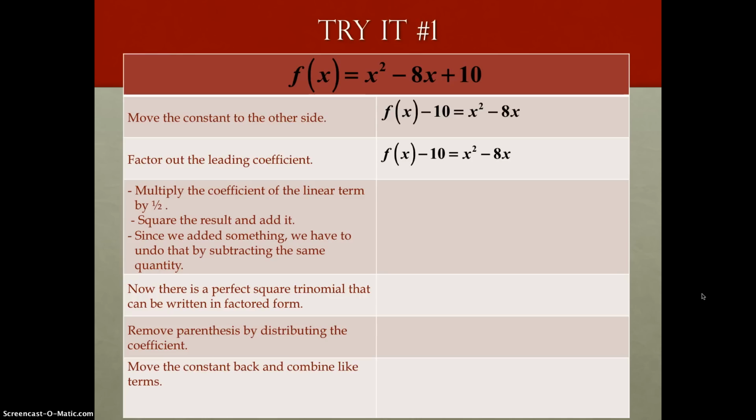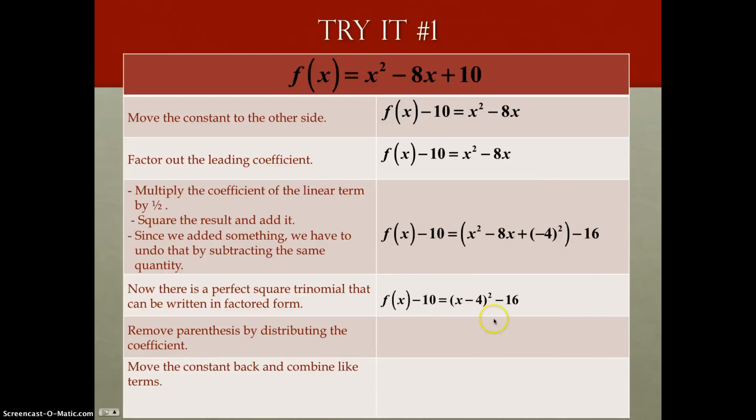We need to create a perfect square trinomial by taking half of the middle term of the quadratic and squaring it. So half of -8 is -4. We square that. Since we added 16, we now need to subtract 16. We've created our perfect square trinomial, so we can rewrite that as (x - 4) squared.